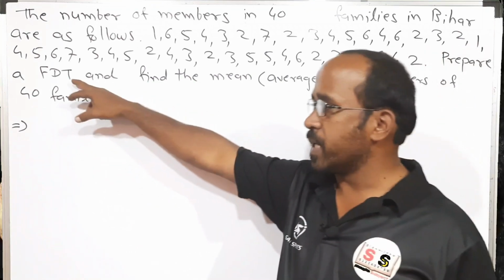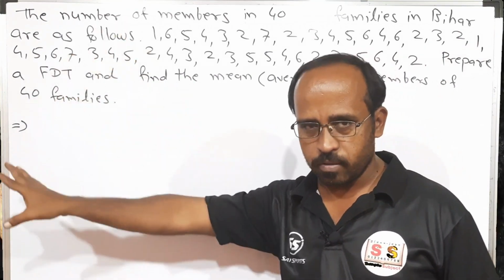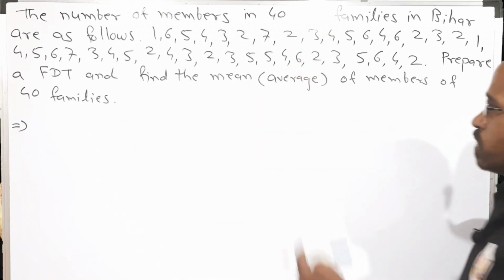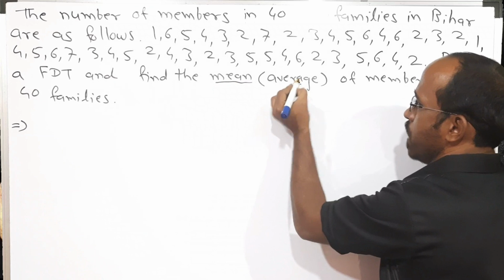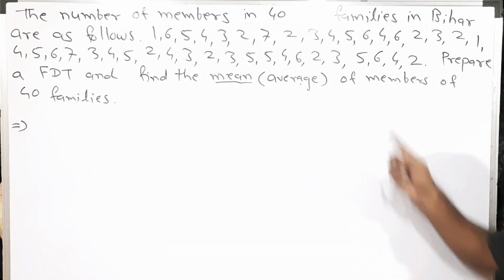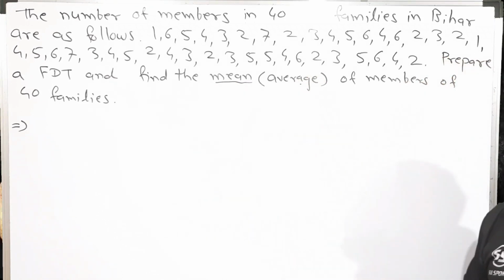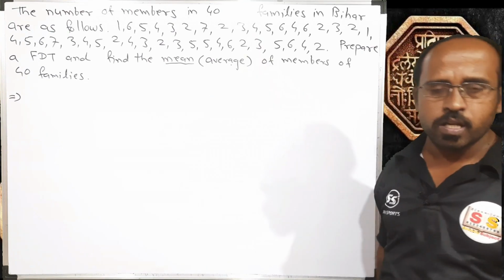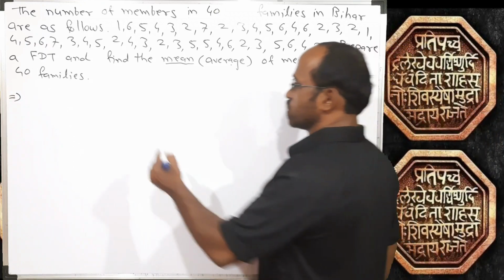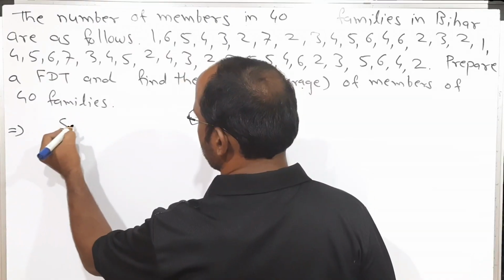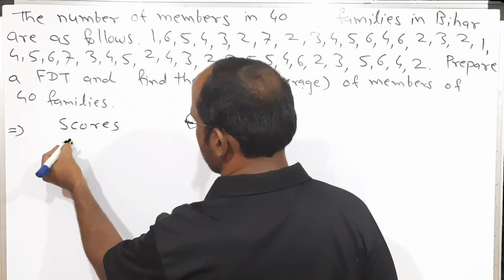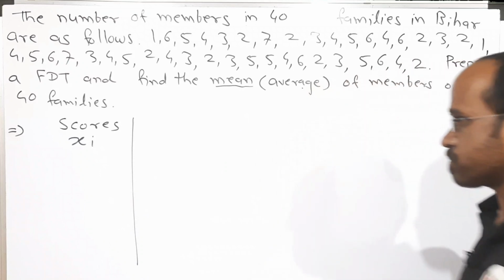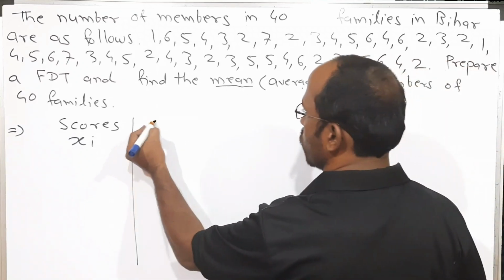Prepare an FDT. FDT means frequency distribution table. So prepare a frequency distribution table and find the mean. See student, this mean is nothing but the second name of average. Means find the average of members of 40 families. Clear? So let's bang on target. First of all, we have to prepare a frequency distribution table. What is the first column? First column is about score, so let us call it xi. Second column is a column of tally marks.